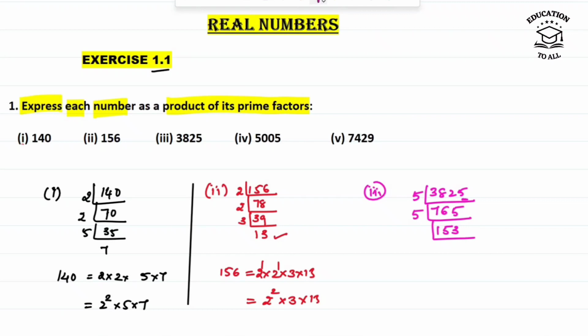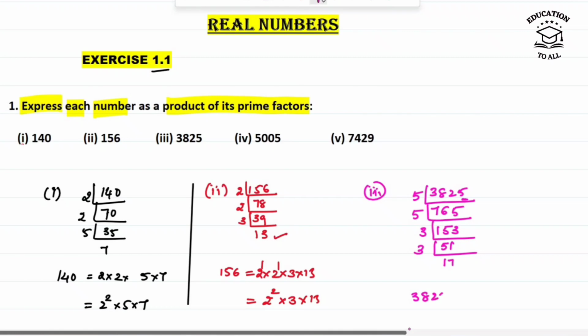Then again you observe that the sum of these digits will be divisible by 3. 1 plus 5 is 6, 6 plus 3 is 9, so divisible by 3. 5 threes are 15 and 1 carries. Again it is divisible by 3. So 1 time, 2 pending, 7 times 21. Therefore the prime factorization for 3825 will be 5 into 5, 5 square, into 3 into 3, 3 square, into 17.